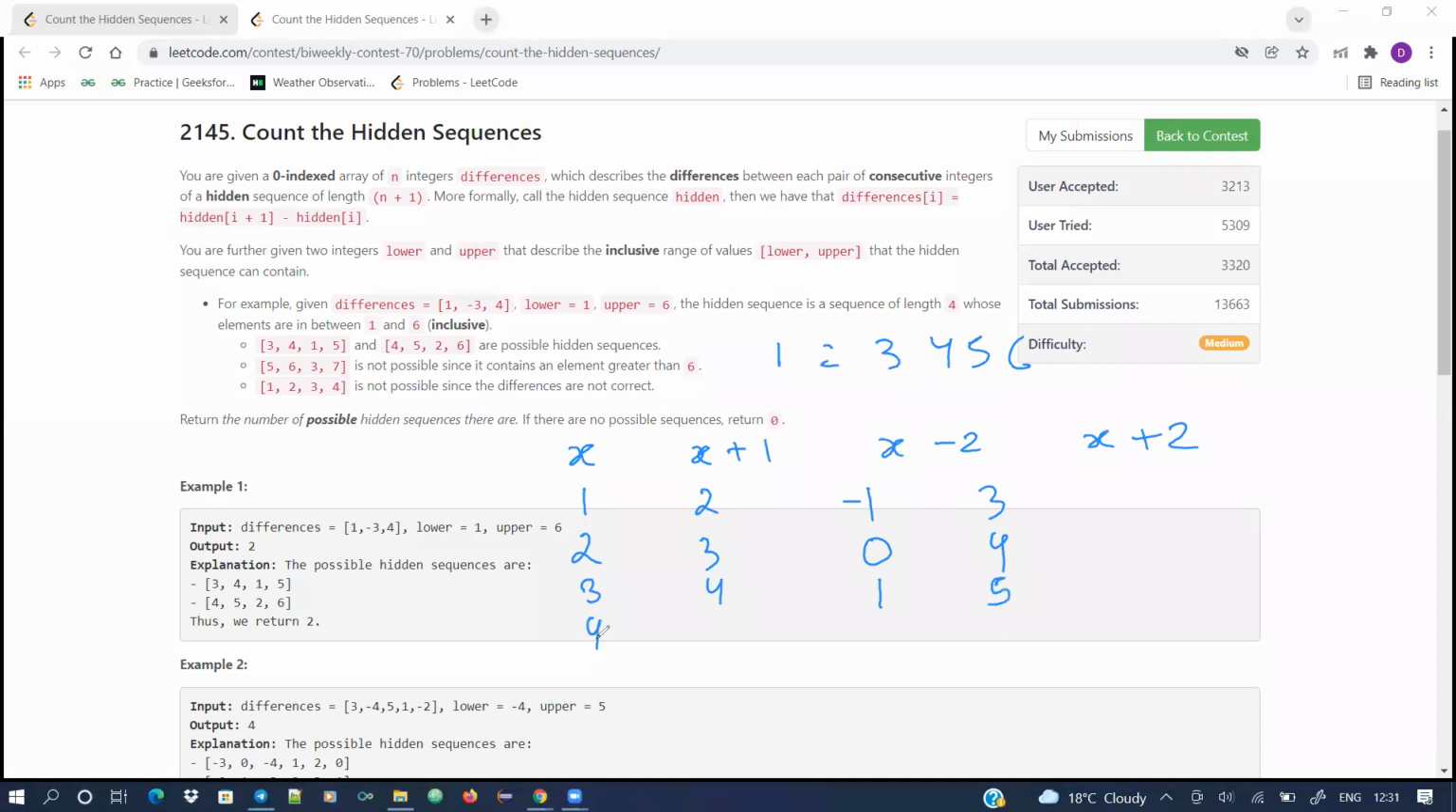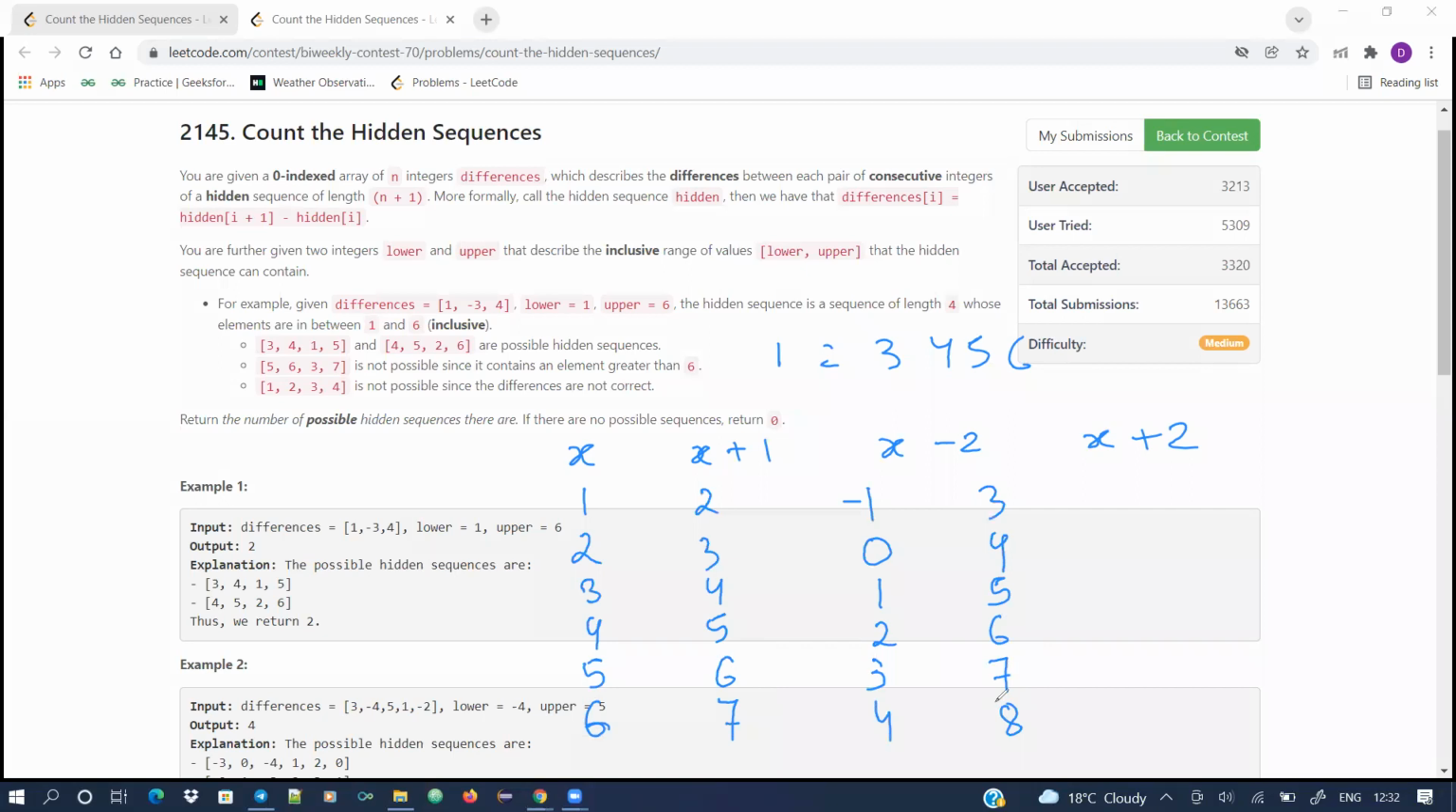Let the starting point be 4. 4 plus 1 is 5. 4 minus 2 is 2 and 4 plus 2 is 6. Let the starting point be 5. 5 plus 1 is 6. 5 minus 2 is 3. 5 plus 2 is 7. Let the starting point be 6. 6 plus 1 is 7. 6 minus 2 is 4 and 6 plus 2 is 8.